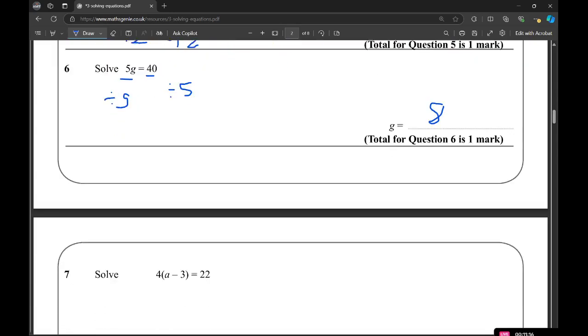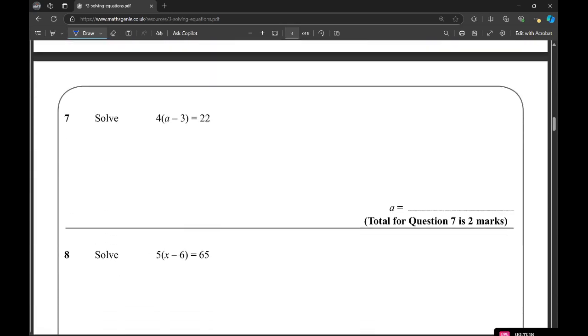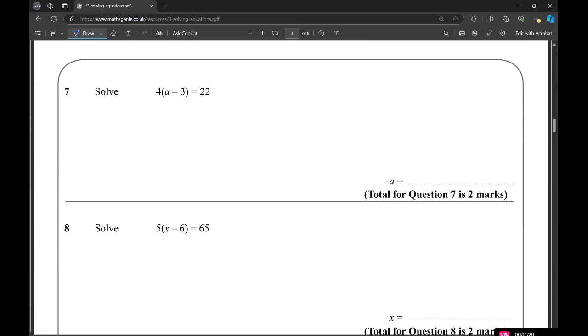Right, next, so slightly more tricky. So this is now the crossover of higher and foundation. So solve 4 brackets a minus 3 equals 22.